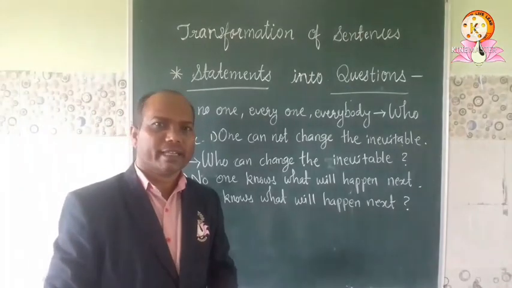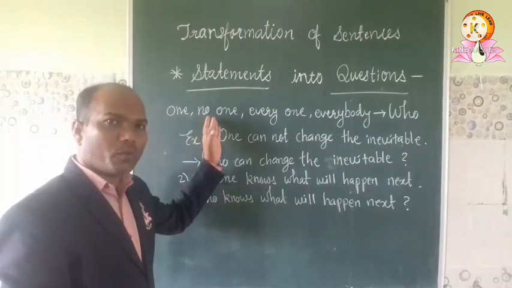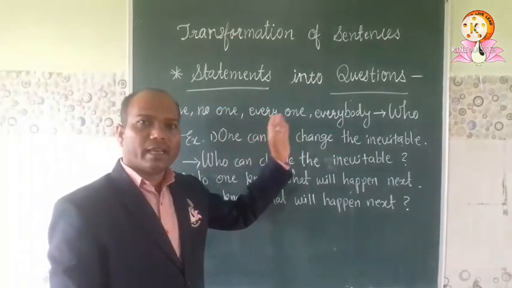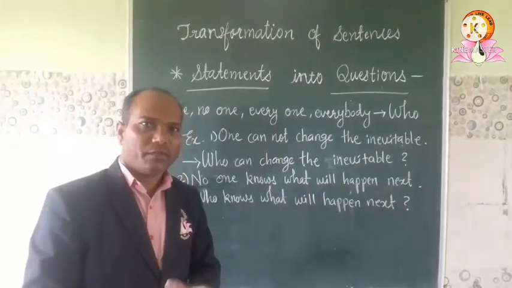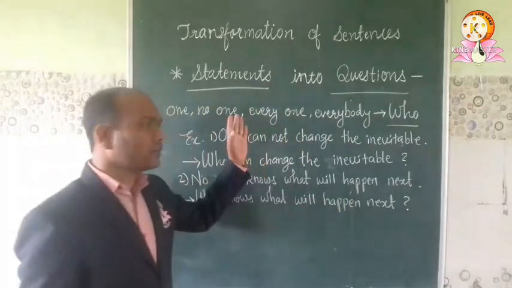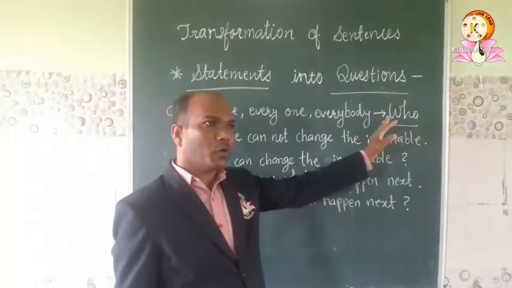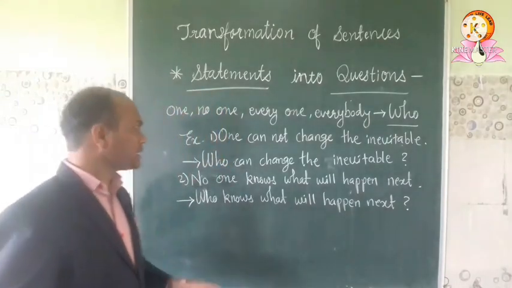Now, let's see the next rule. Instead of "one," "no one," "everyone," "everybody," or other such words, we can use "who." Here, instead of such words, we can use "who" for making a WH question. Examples.